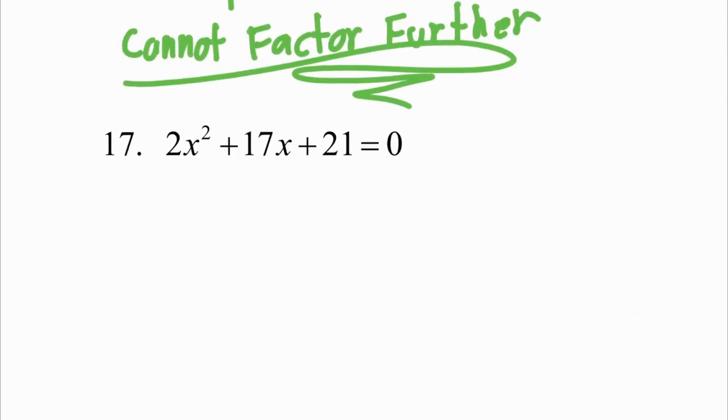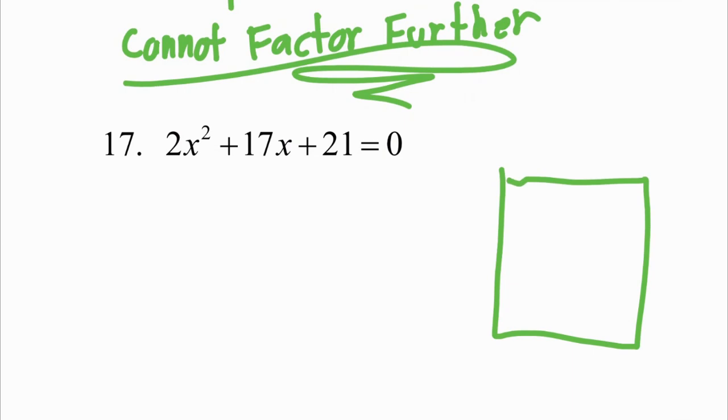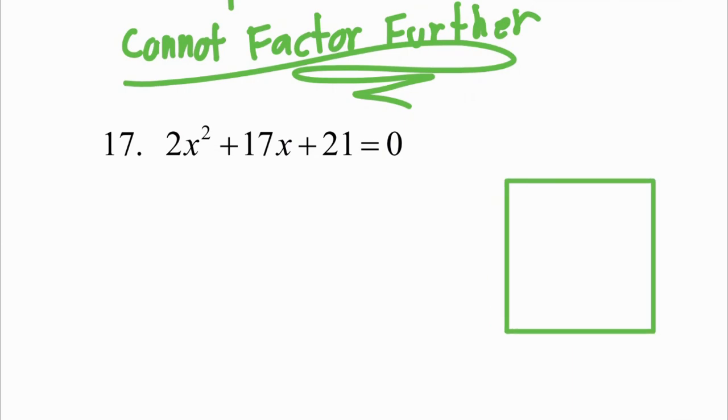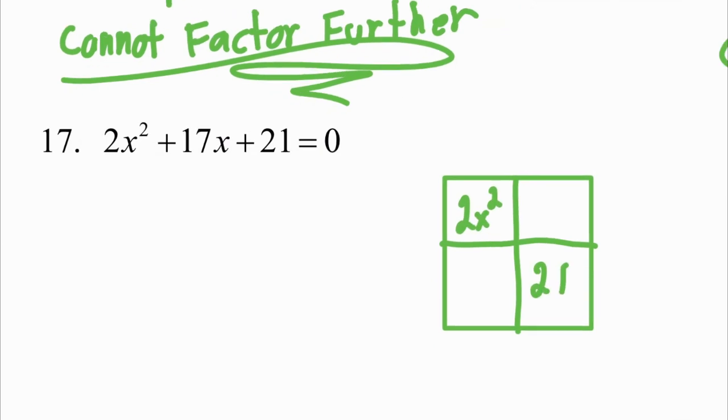I can't take out a GCF here. It's already set equal to 0. I'm going to go ahead and throw it into the box. So in the upper left, we have 2x squared. In the bottom right, we have 21. So we'll multiply those two together. We want something that multiplies to 42x squared, but adds to the middle of 17x, which is going to be 14x and 3x.